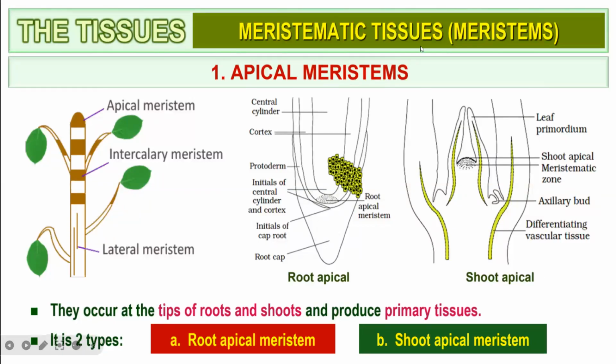So here, this is root apical meristem, not at this point, not here. Okay, this is root apical meristem, and this is shoot apical meristem. This is root cap. Root cap will protect the root cells. These are very soft cells, so they need some protection. That is where root cap will help them.